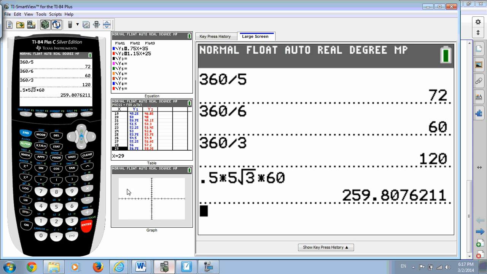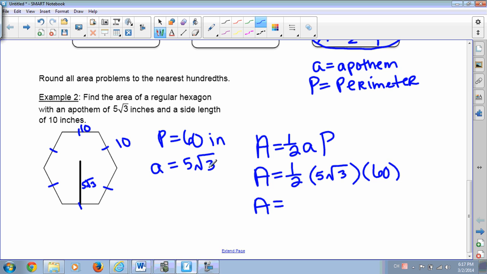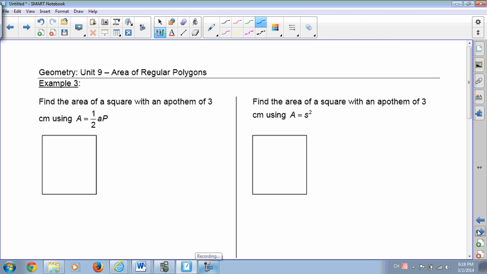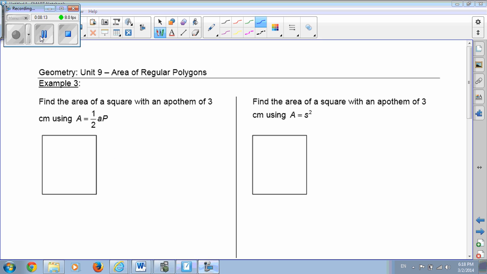And in these lessons, we're going to be rounding a lot to the nearest hundredths place, which is 2 decimal places, so 259.80, but the 7 rounds the 0 up to 1, so 0.81. So we have 259.81, and then we're measuring in inches, and since it's area, it's inches squared. Okay, let's move on to example number 3.